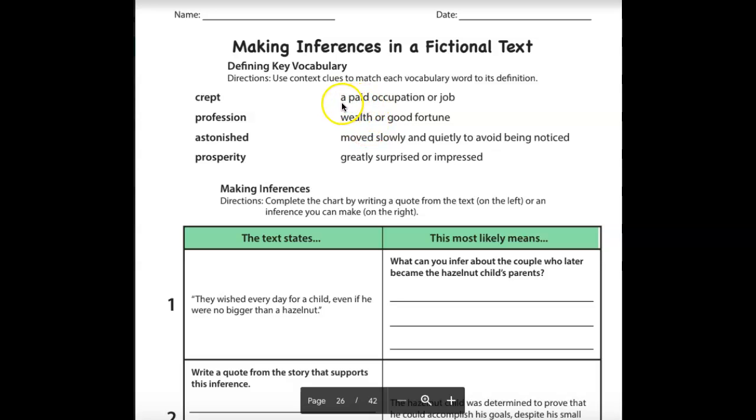A paid occupation or job. So is that crept, profession, astonished, prosperity? Wealth or good fortune: crept, profession, astonished, prosperity. Move slowly and quietly to avoid being noticed: crept, profession, astonished, prosperity. Greatly surprised or impressed: crept, profession, astonished, prosperity.